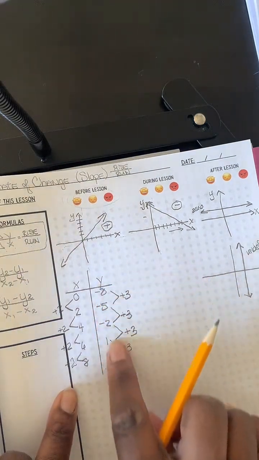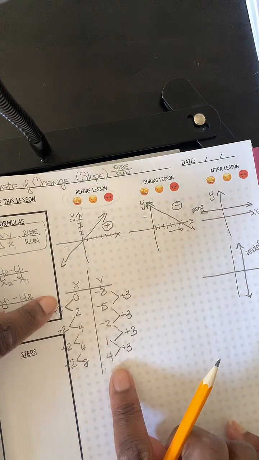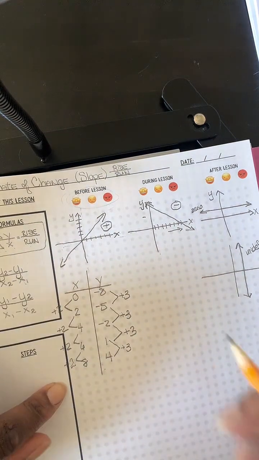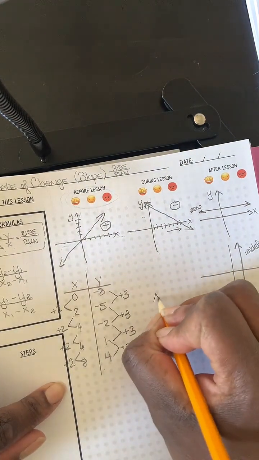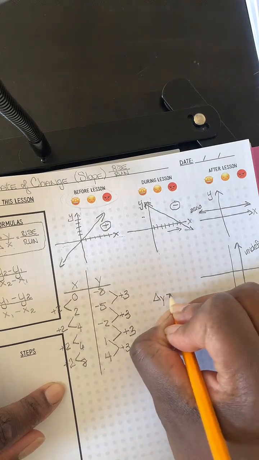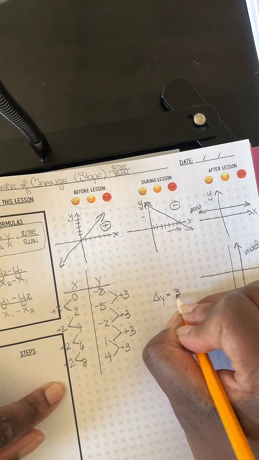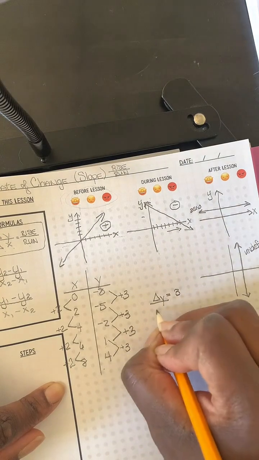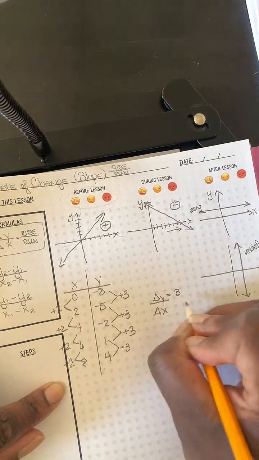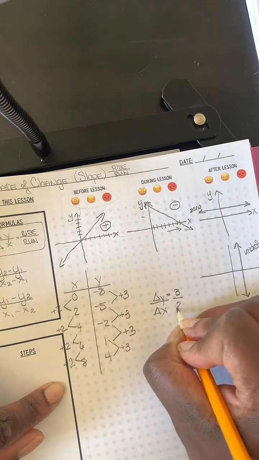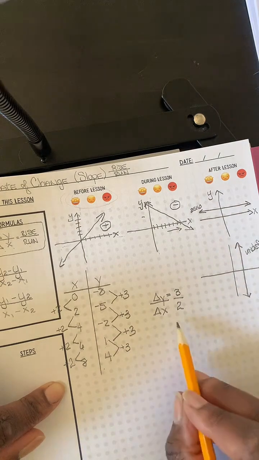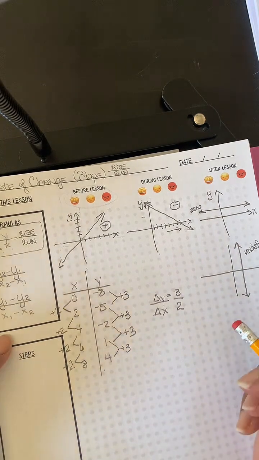So I'm looking at the pattern of my y's over the pattern of my x's. So the pattern of my y's was 3. The pattern of my x's is 2. So we just found our rate of change.